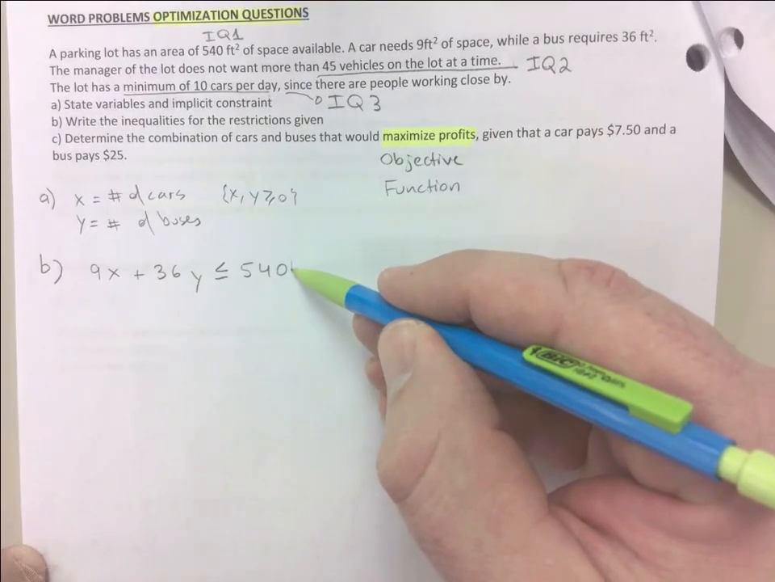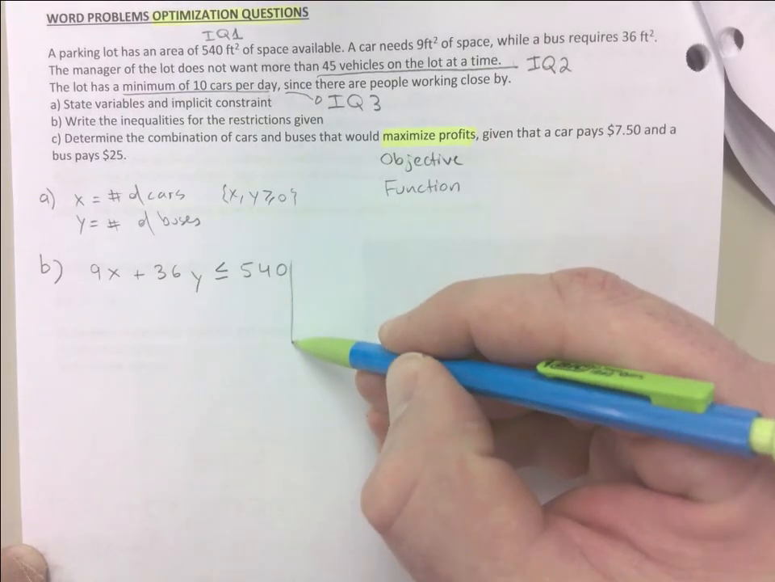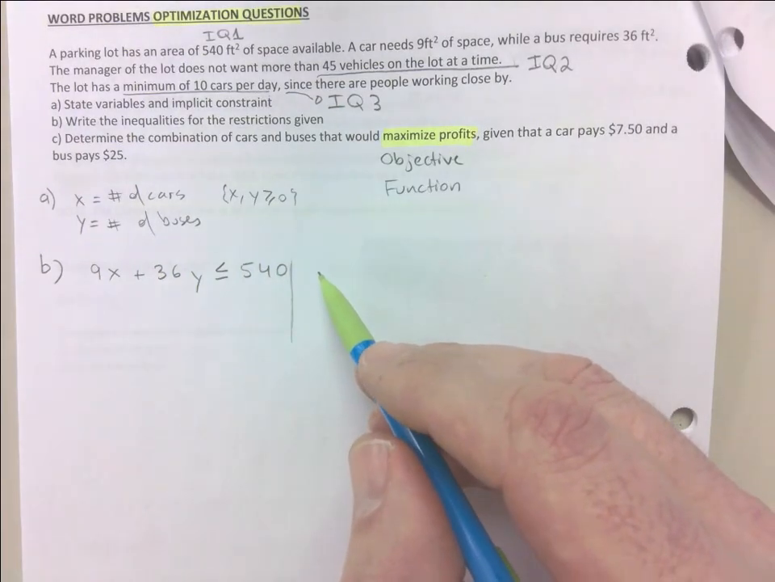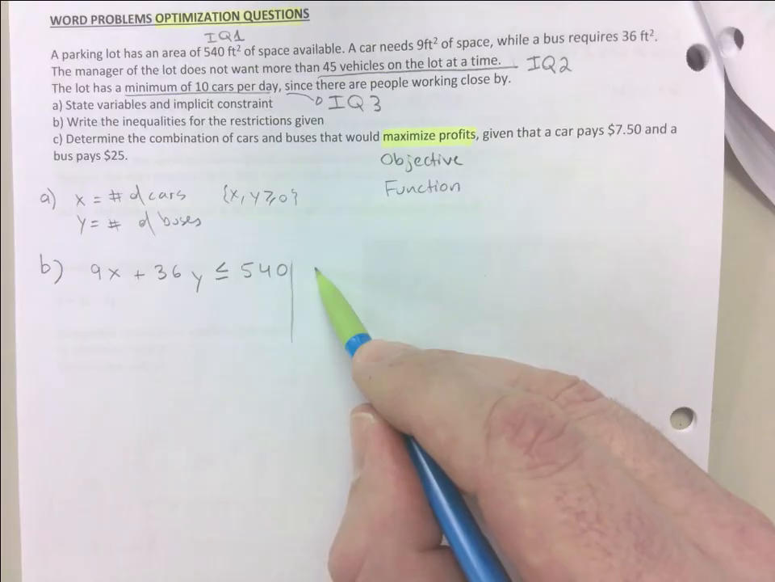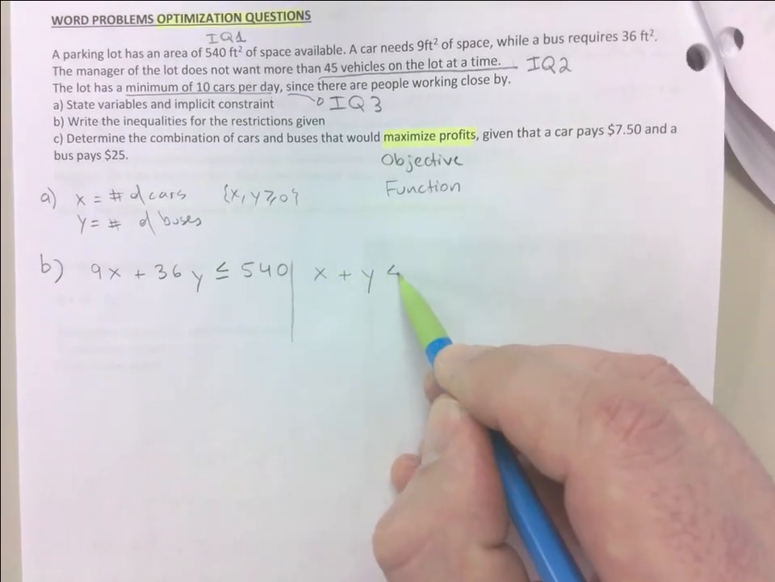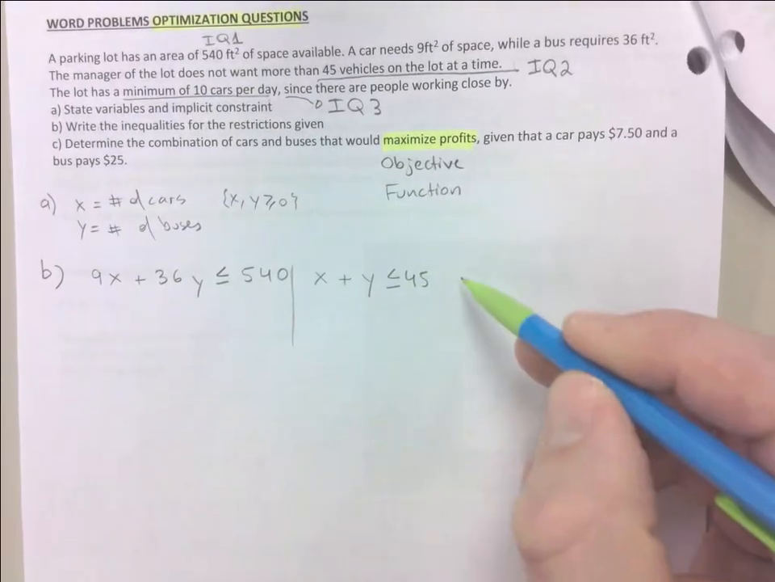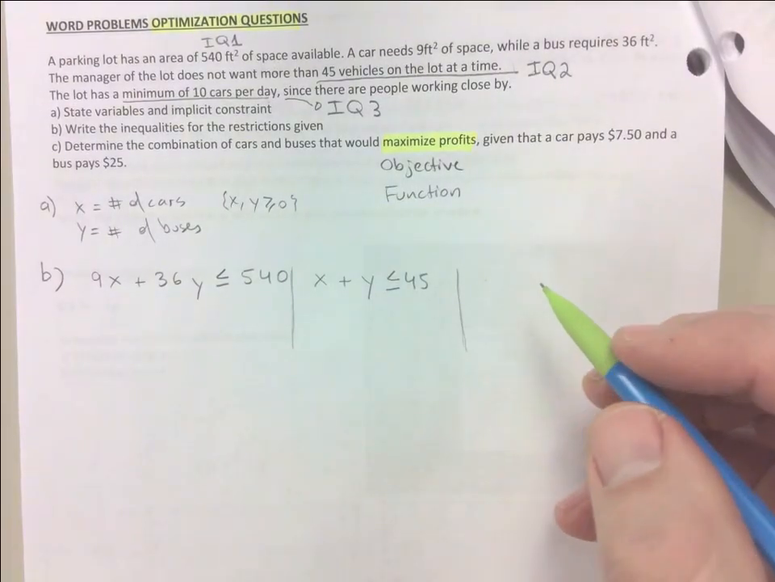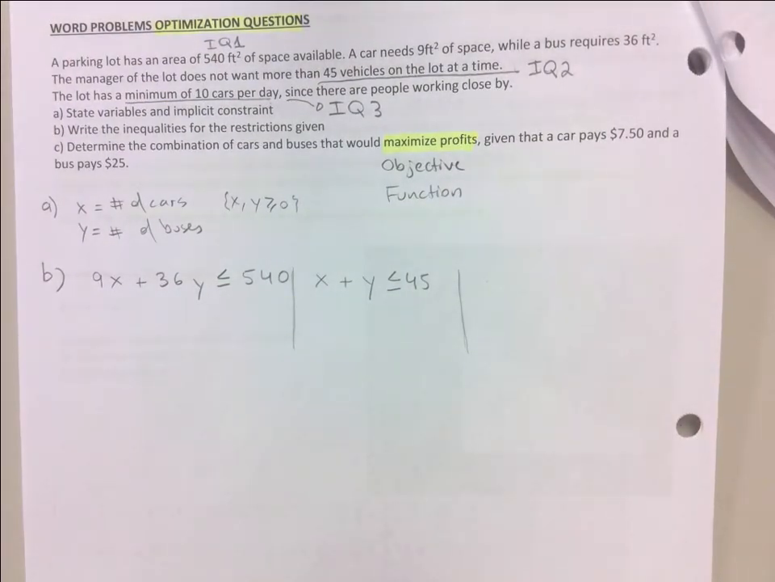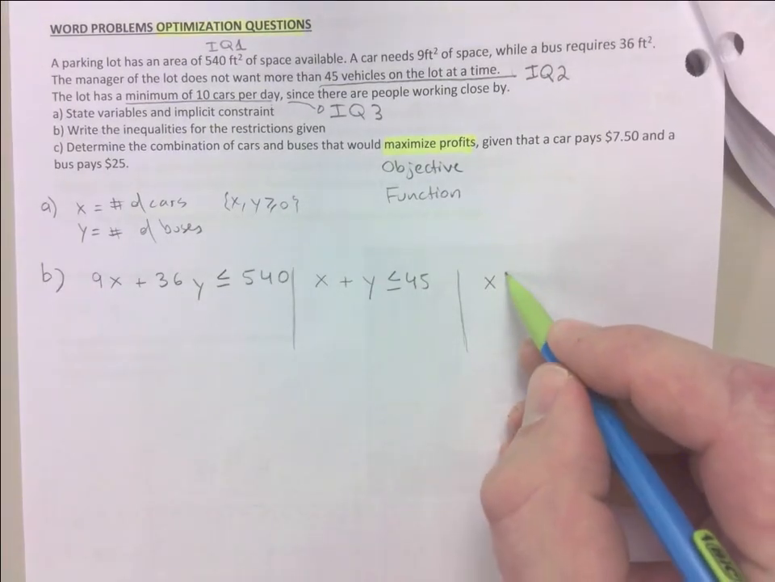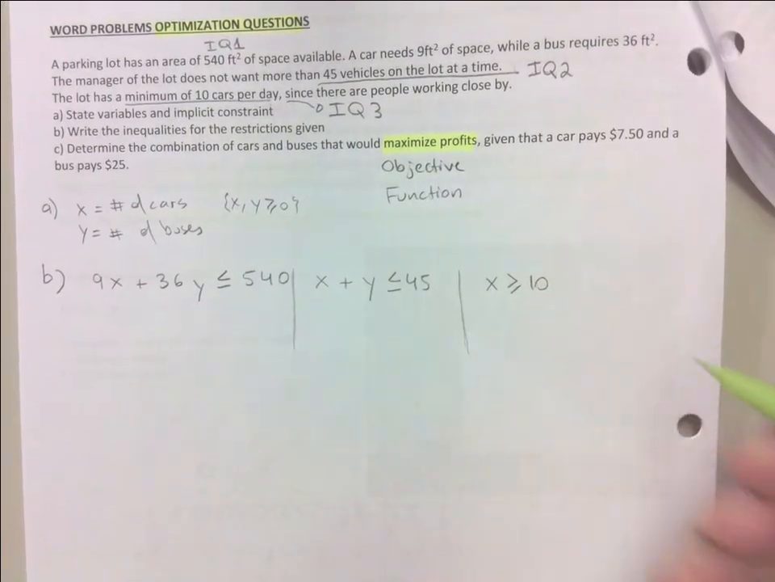I'm going to cut it off here already to indicate that I'm going to do the work there. The next one is no more than 45 vehicles combined. It's just the vehicles themselves combined has to be less than or equal to 45. Cut that off. And then the last one is a minimum of 10 cars per day since there are people working close by. This one is specific to cars only. So it's X is greater than or equal to 10, a minimum of.